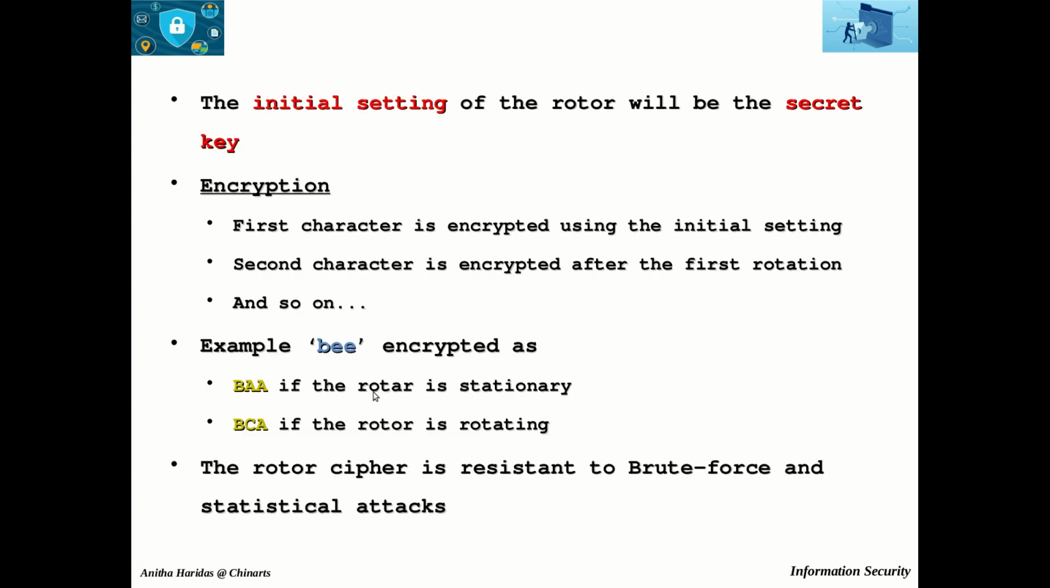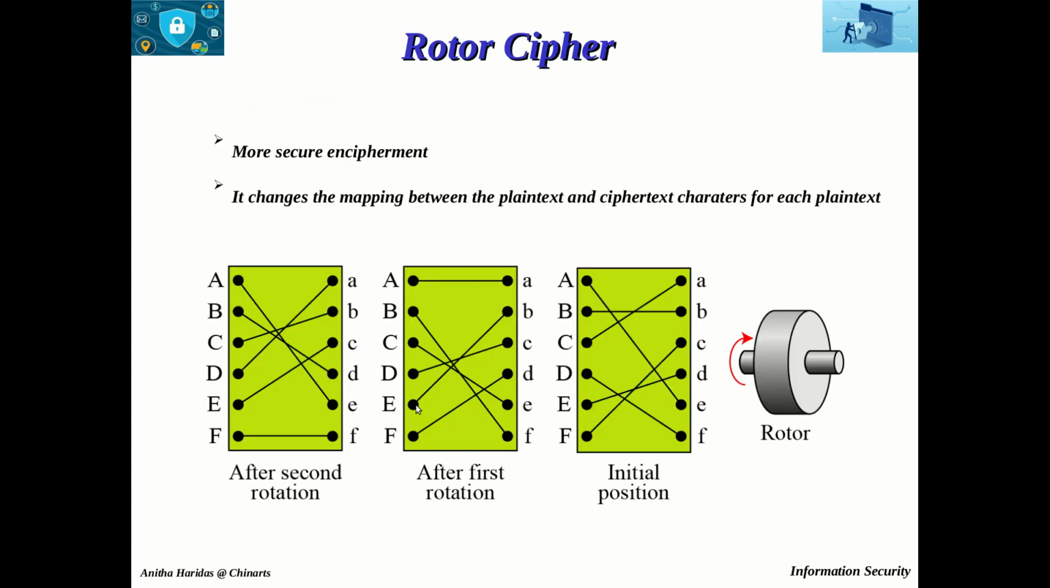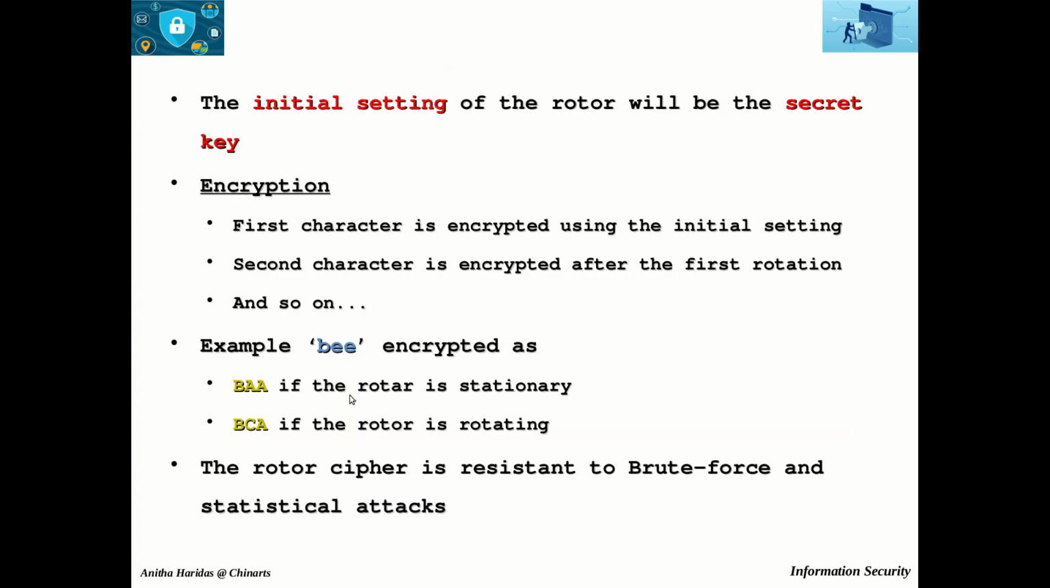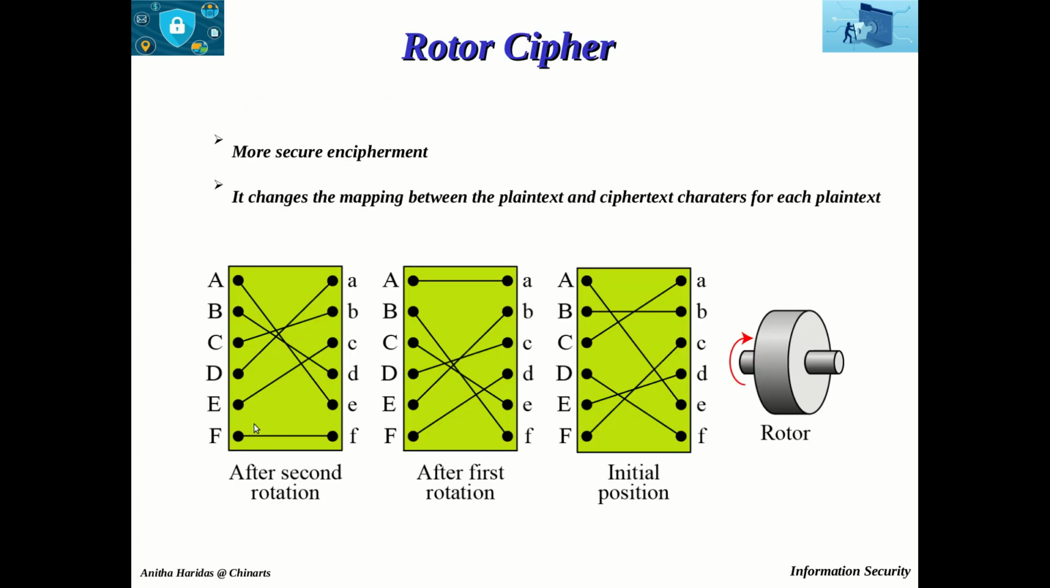Fine. Now the second character is E. So the second character will be encrypted with this first rotation. So here E is encrypted to C. So the second character is C.